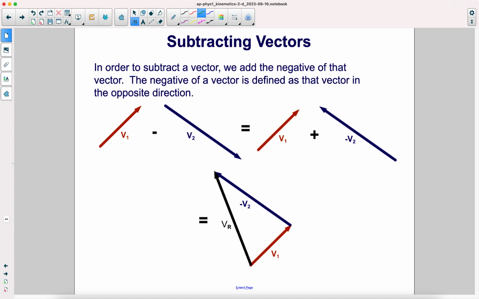adding the blue vector, but we change the direction. So instead of the tip being down here, now it's up here. When we add those together using the tail to tip method, we end up with our resultant.